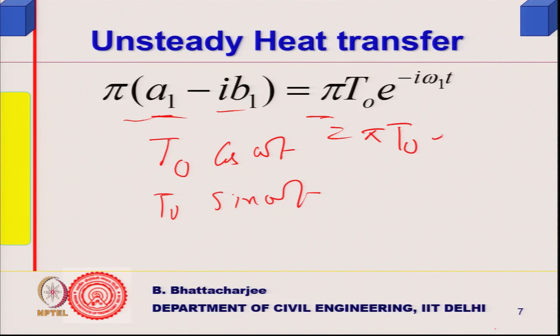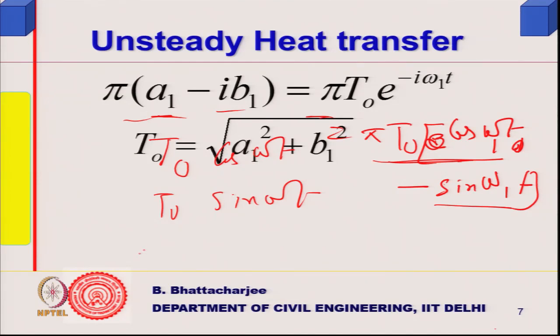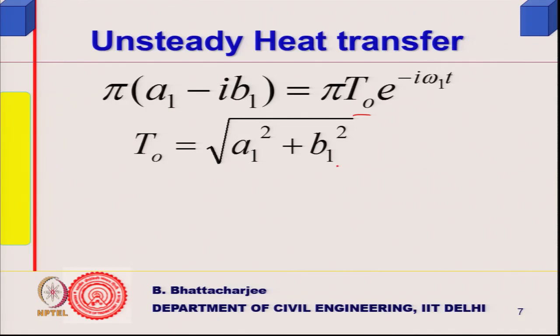This I expand, what does it come to? Pi T0 times cos omega_1 t minus i sin omega_1 t, and T0 is common there. So T0 cos omega t, T0 sin omega t, there has to be a pi multiplied somewhere. I am just replacing this with a_1 square plus b_1 square, right.